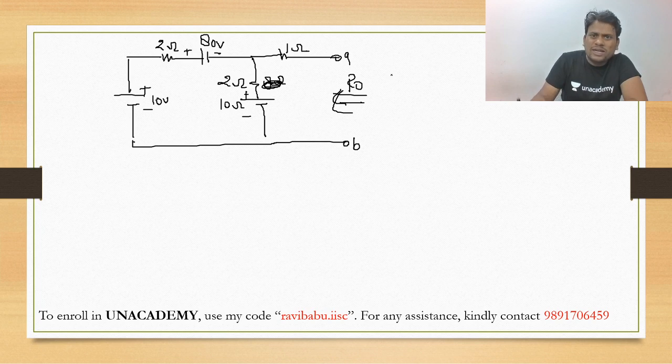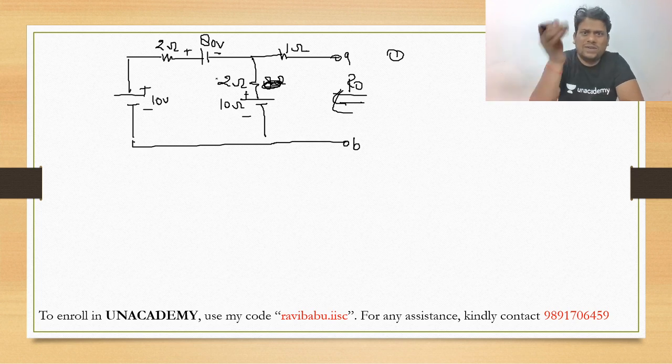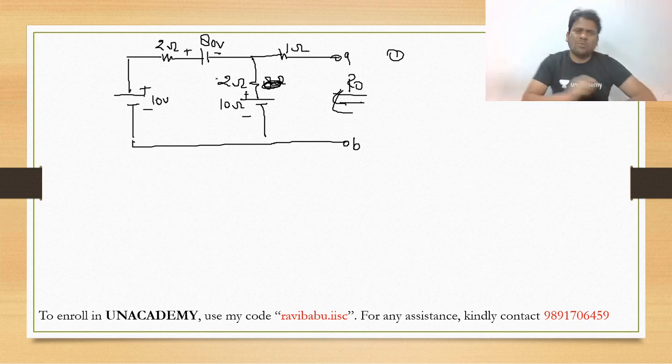To calculate the value of R naught, I am following two methods. In the first method, I want to apply here some testing method. At the time of applying the testing method, all the independent sources must be short circuited. You know very well why. Because if these sources are activated, our calculation will be disturbed. Error will be introduced because the system is already in excitation mode.